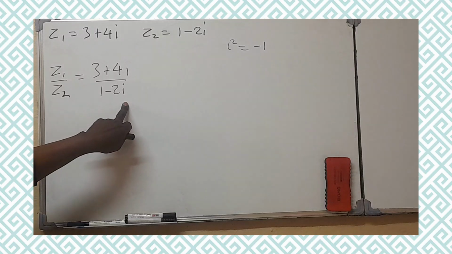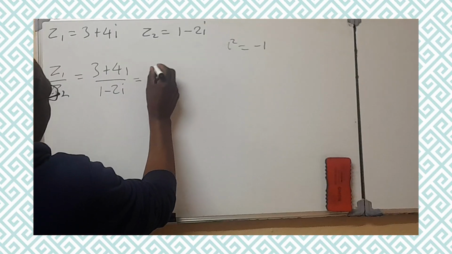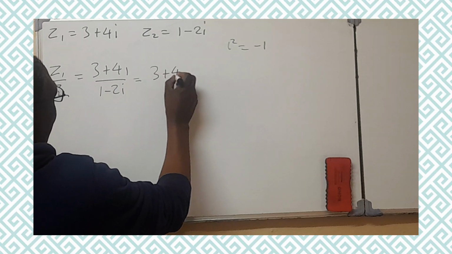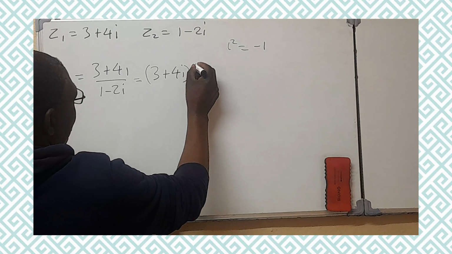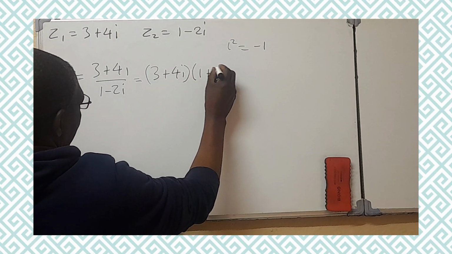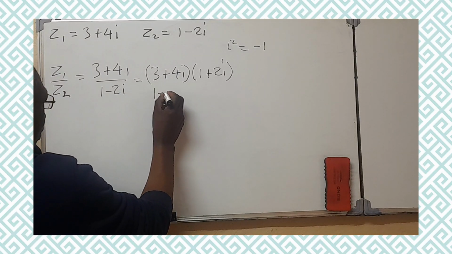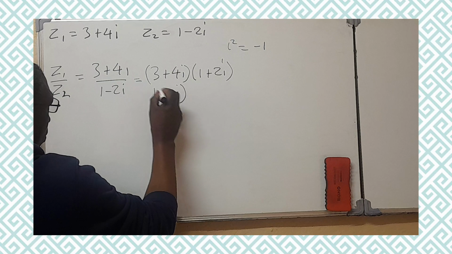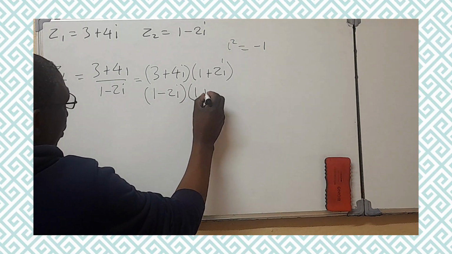What is the complex conjugate of the denominator? It is 1 plus 2i. So let's go ahead and do that. So this becomes 3 plus 4i for our numerator there. So now we must multiply it by the complex conjugate of that, which is 1 plus 2i. Then we come down here, 1 minus 2i. But we must also multiply it by the complex conjugate, which is 1 plus 2i.